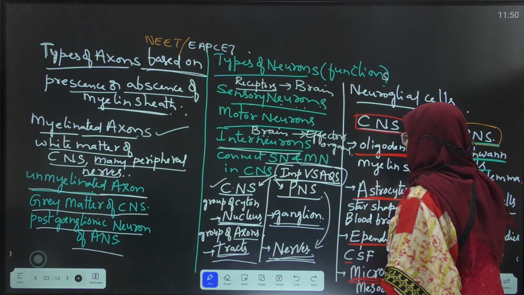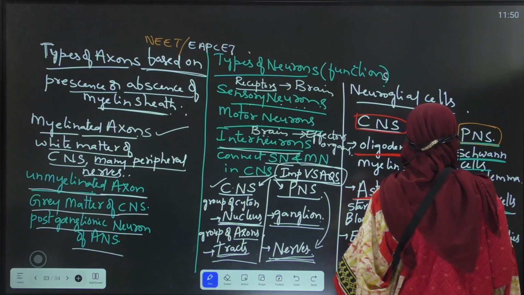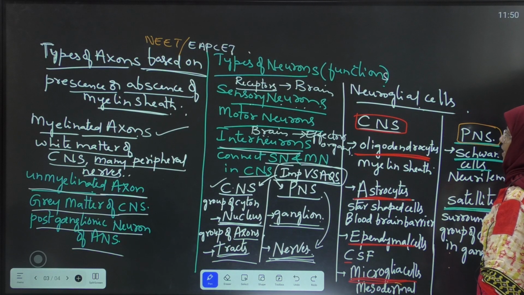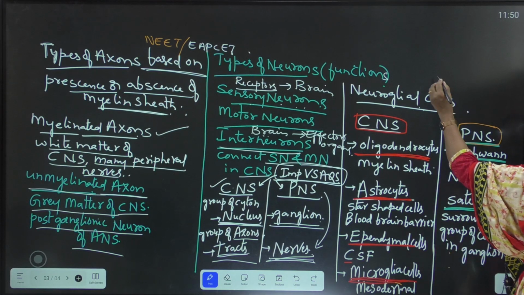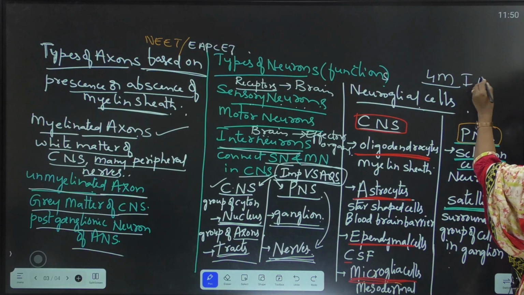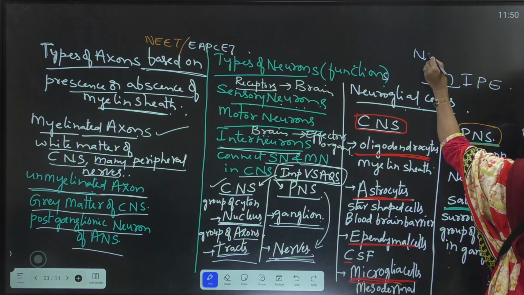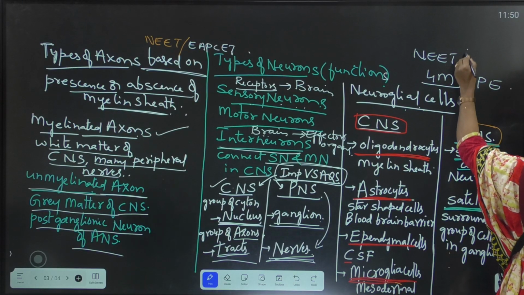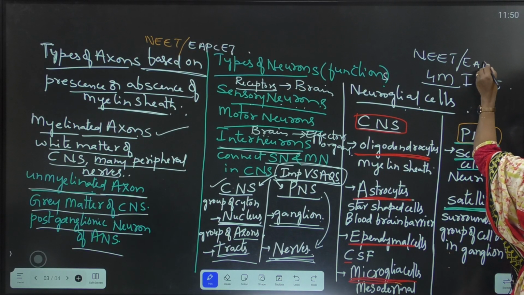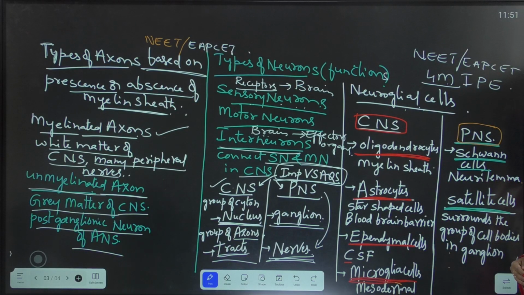Okay? Is it clear? Now we will discuss the neuroglial cells. It is one of the 4 marks questions, a 4 marks IPE question, and it is also important for NEET and EPSET. Write short notes on neuroglial cells.